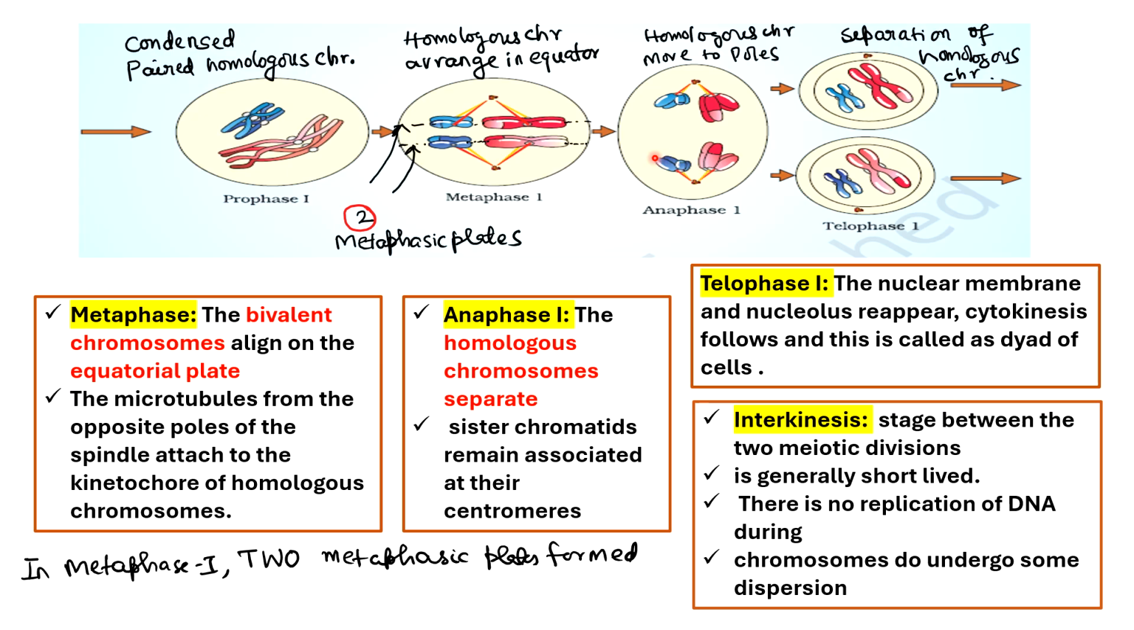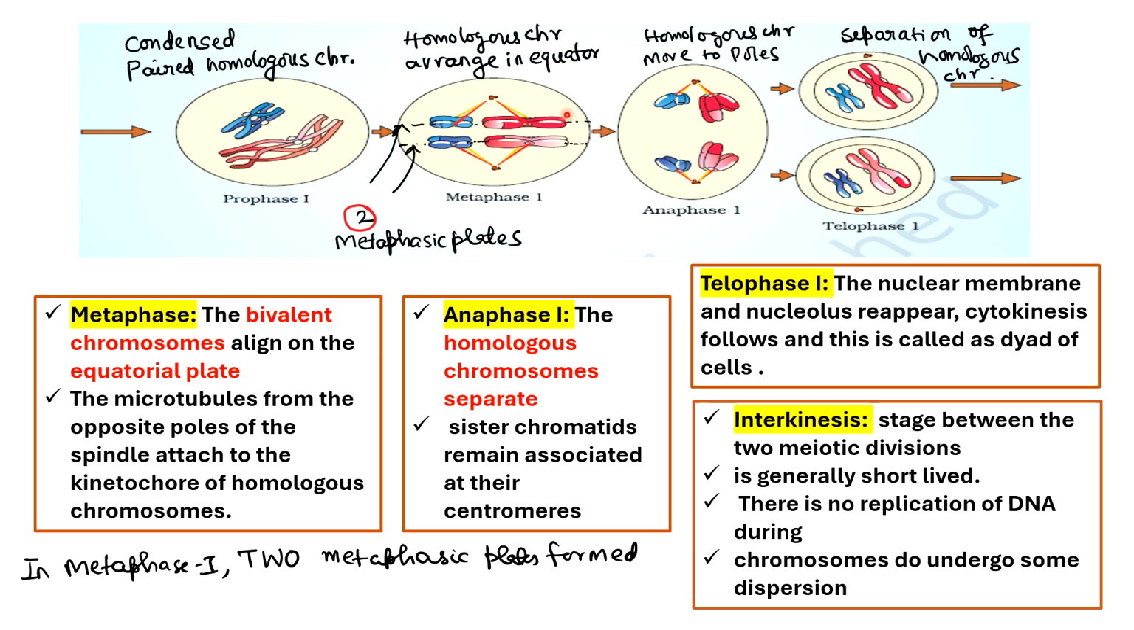Not like mitosis, wherein we used to get 92 spindle fibers. Is that clear? So let's read out what happens in metaphase. The bivalent chromosomes. Why bivalent? I already told you, the homologous pair is called a bivalent. The bivalent chromosomes align on the equatorial plate.